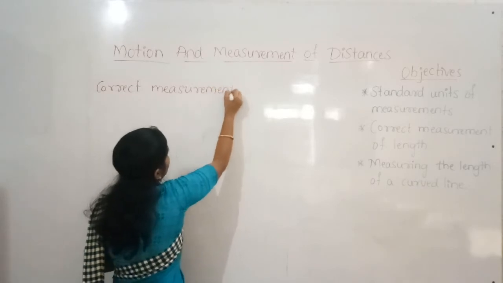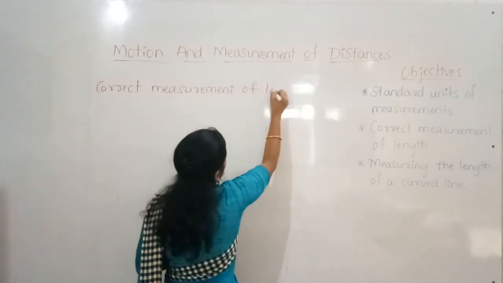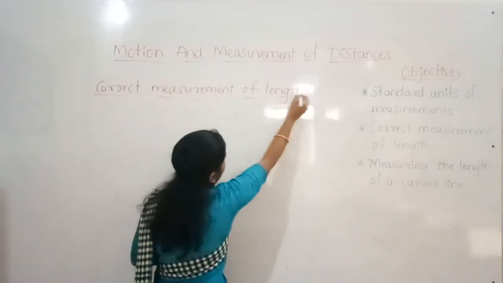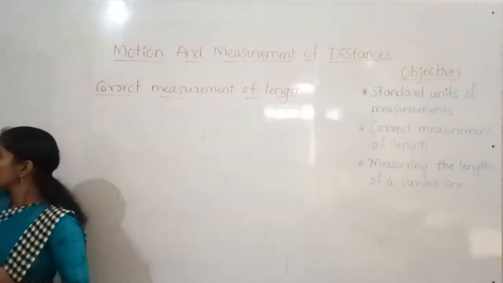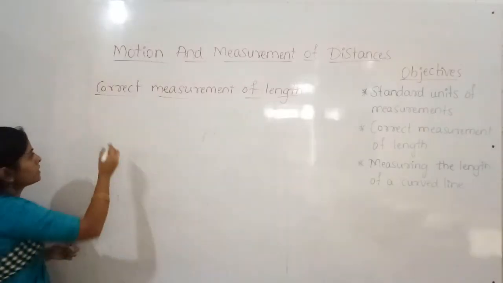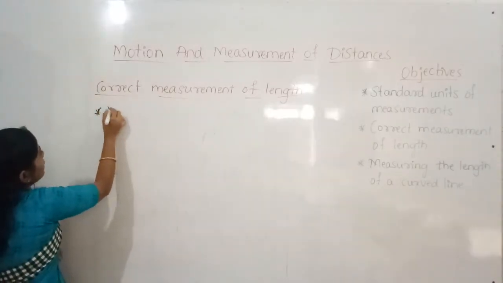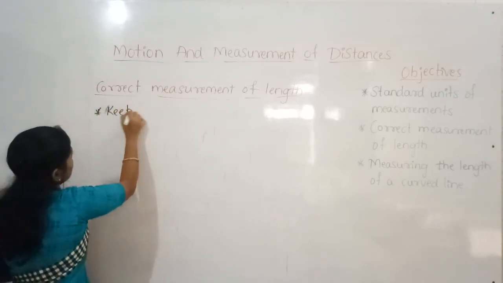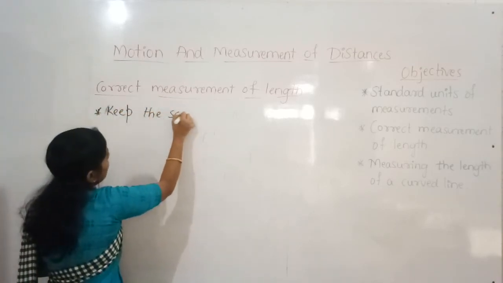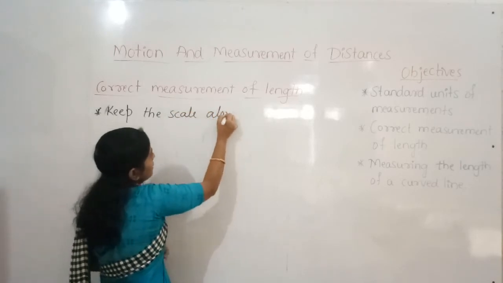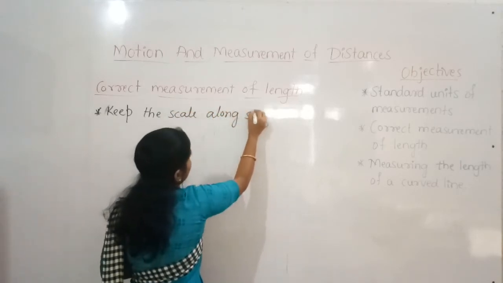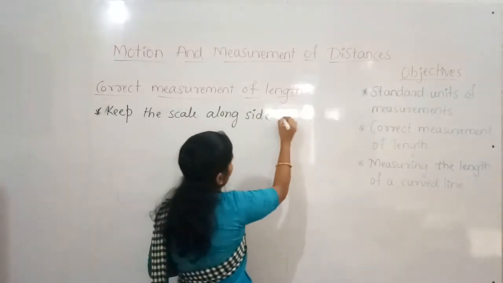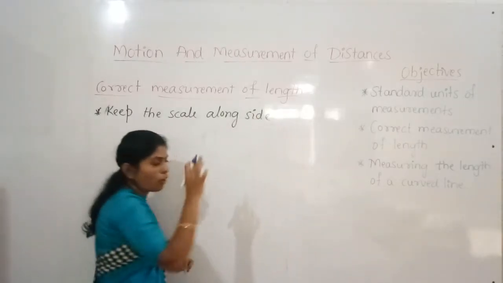Measurement of length. To measure the length correctly, the first thing I explained is to keep the scale alongside the length of the object.